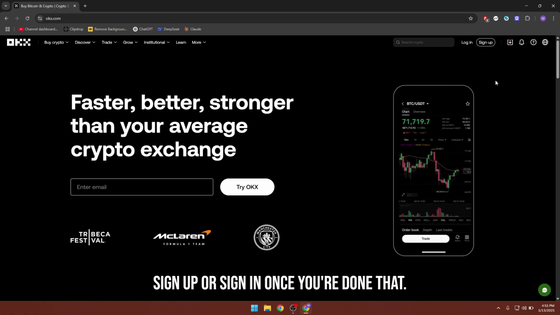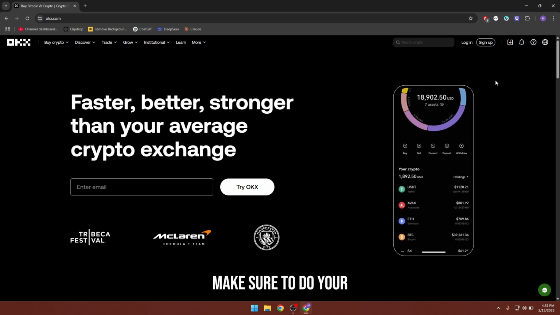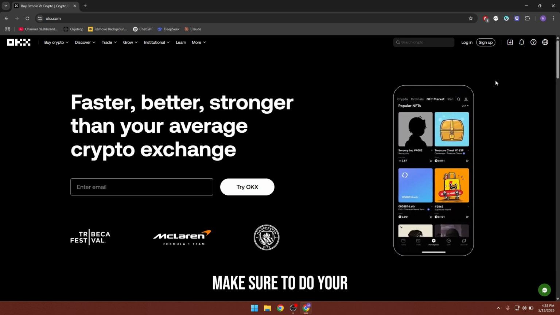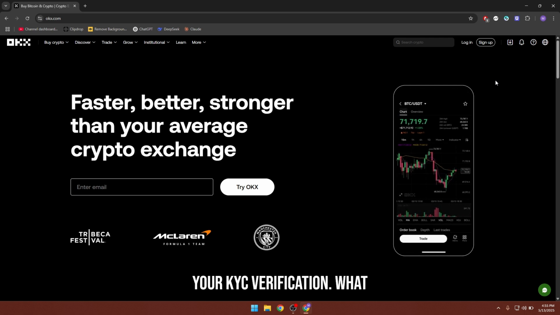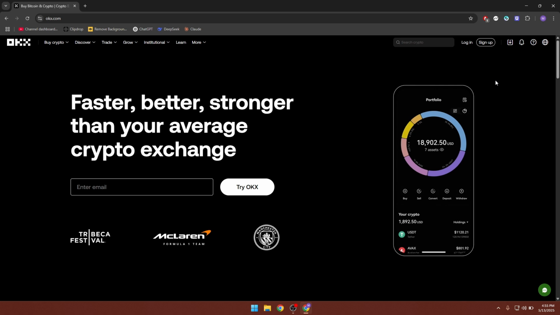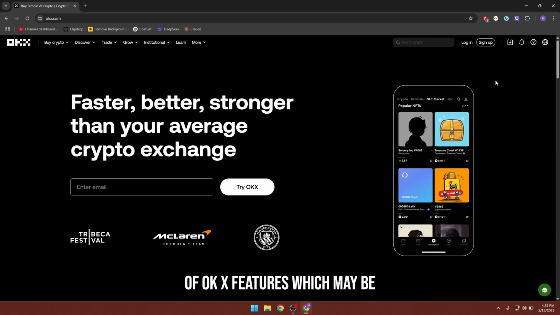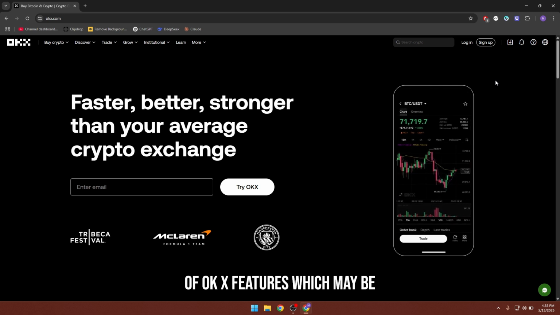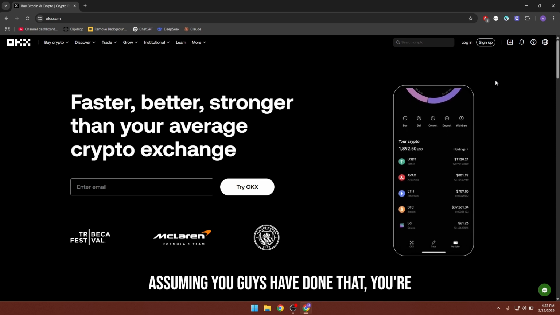When you're making your account, make sure to do your two-factor authentication as well as your KYC verification. When you're done, this is going to allow you to access all of OKX's features, which may be restricted if you haven't done these verifications. So once done that, I'm assuming you guys have done that.